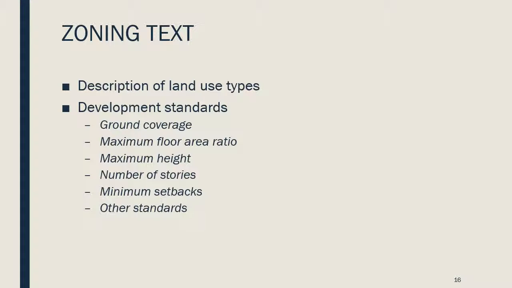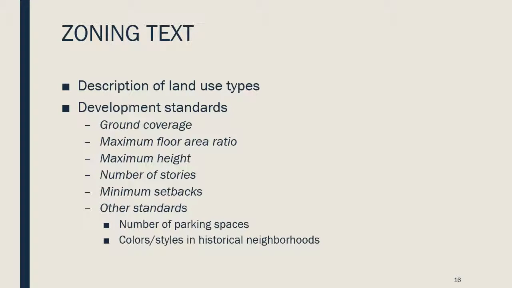Sometimes other standards are included in these development standards, such as the number of parking spaces. Or in some cases, in historical neighborhoods, there may be requirements for colors of roofing, asphalt shingles, or the style in which you can make modifications to your home because of the historical nature. And then there will also be a description of the administrative process.